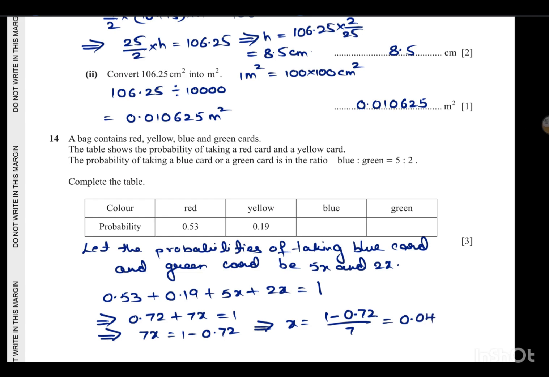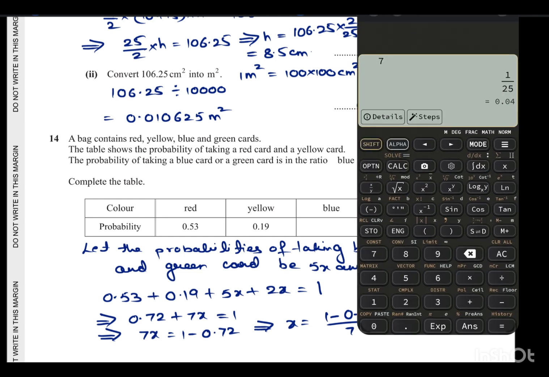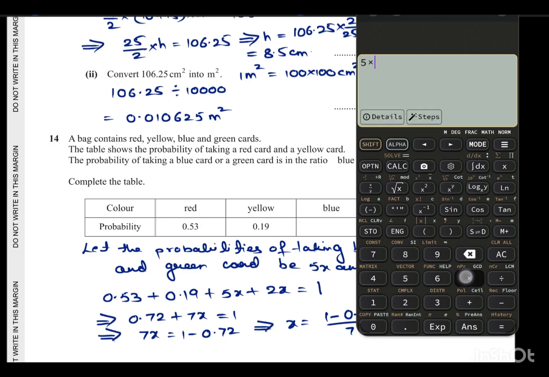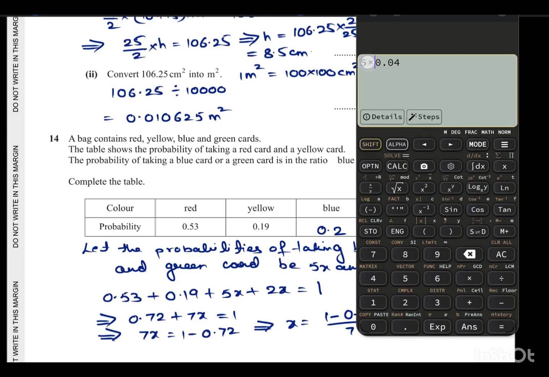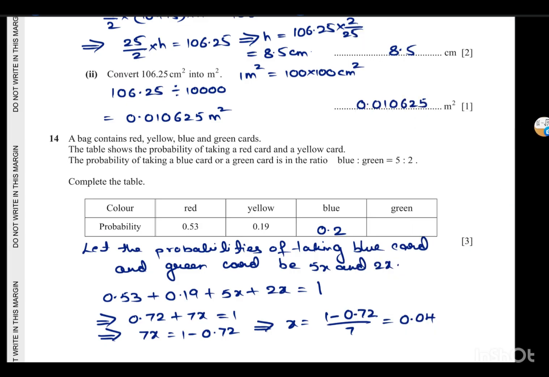Now find out for blue. Blue is 5x. So 5 multiplied by 0.04 is 0.2. So the probability of blue is 0.2. Same way, multiply with 2, which gives 0.08. Question 14 done.